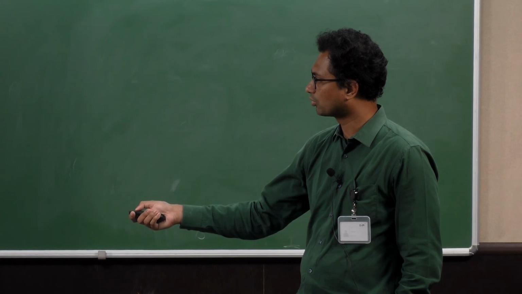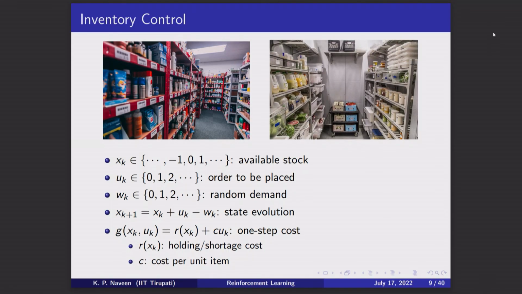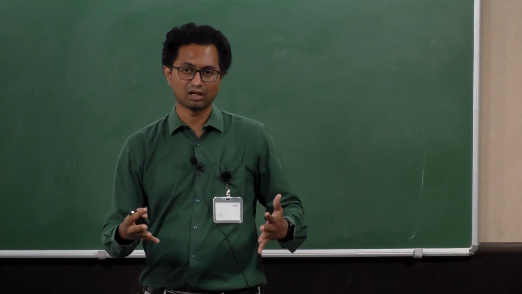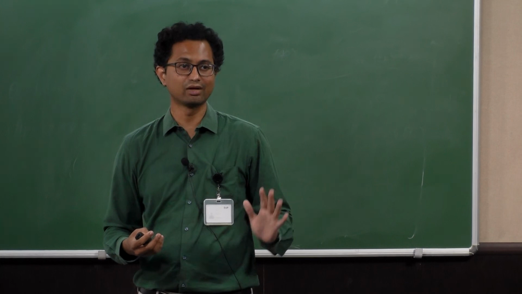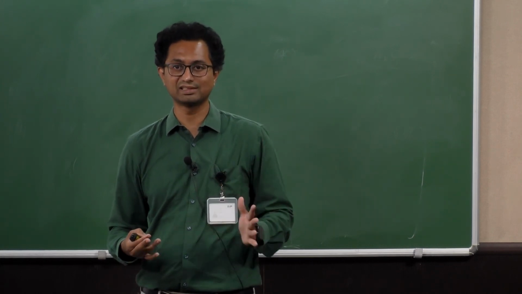So, how to understand this? Let us say R of xk, where xk is essentially the holding or shortage cost. What would be an ideal practice? Let us say at the end of the month, your car showroom ends up with 0 cars. That means whatever you got that month is sold out. That is the perfect scenario.